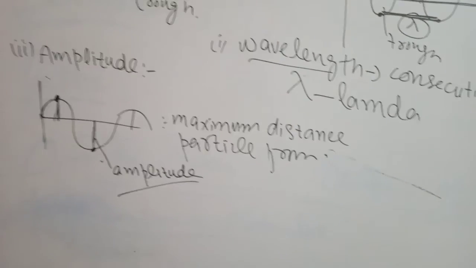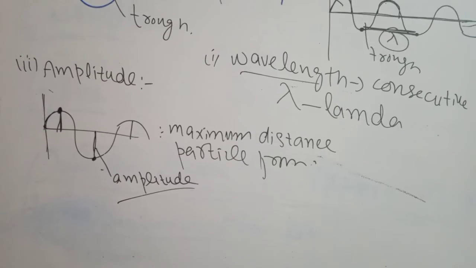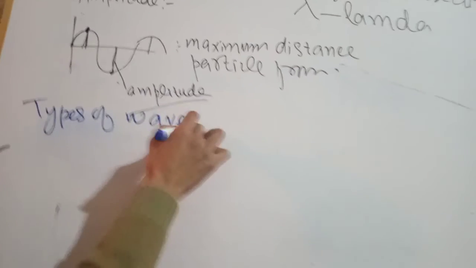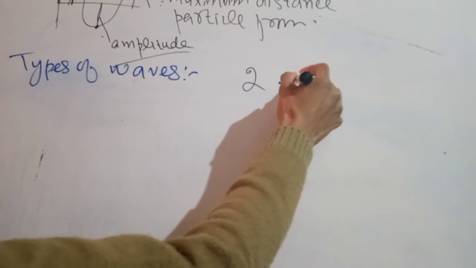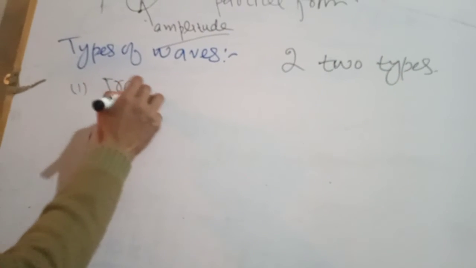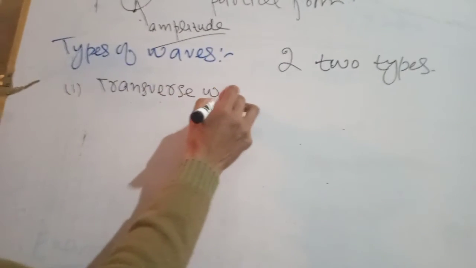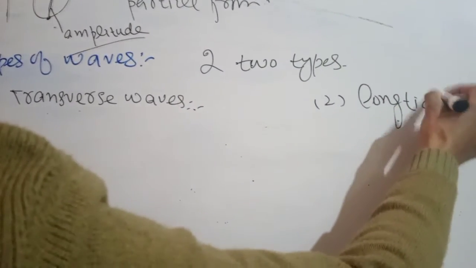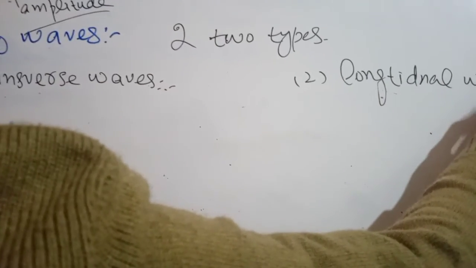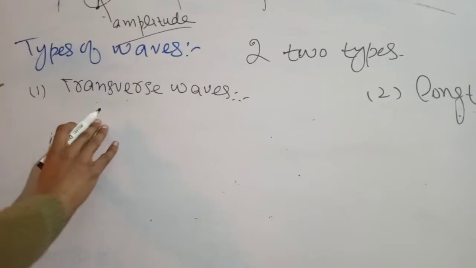Now there are totally two types of waves. The first one is known as the transverse wave, whereas the second one is known as the longitudinal wave. So now what is the transverse wave?